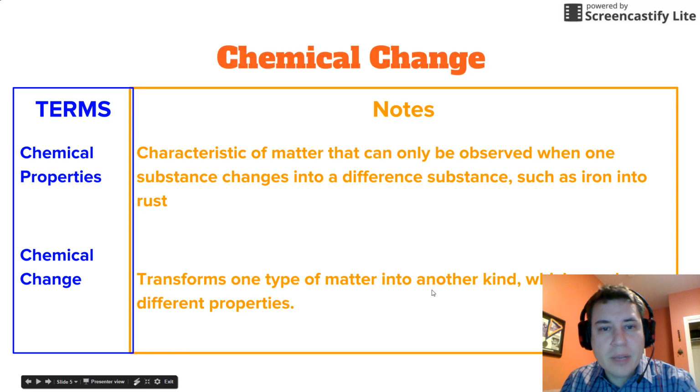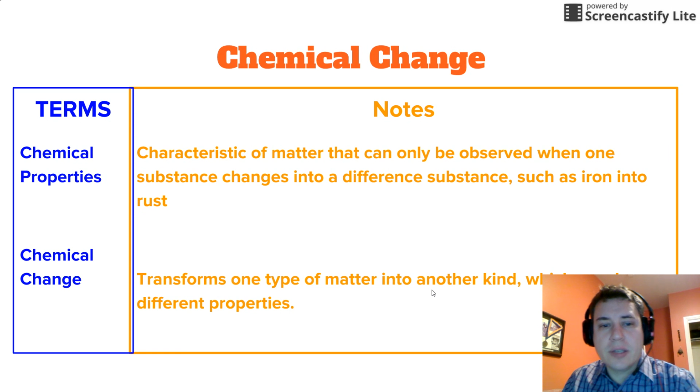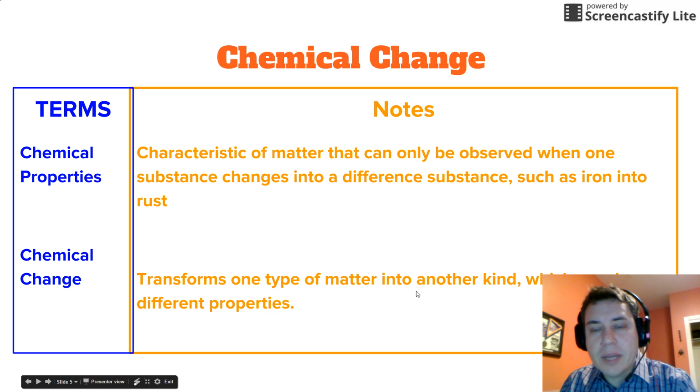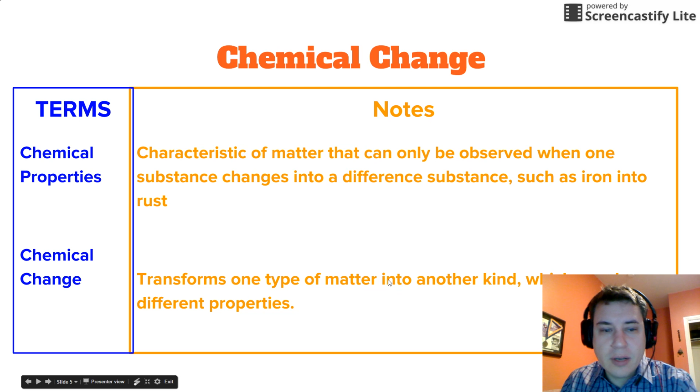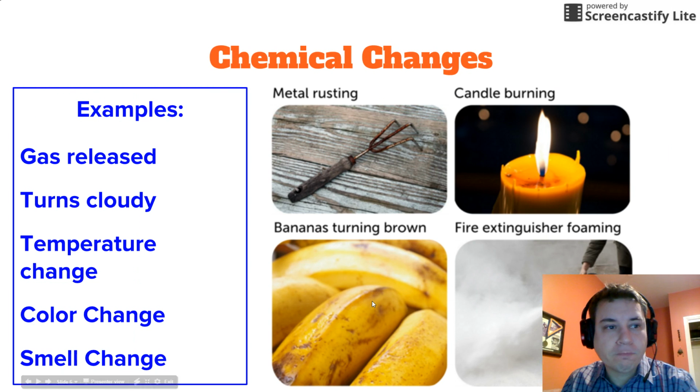In general, when you're talking about chemical changes, it's a transfer from one type of compound or one type of matter, and it's going to have different properties. And so you're going to break chemical bonds, put things back together, and in the process of doing that, give that compound new properties. Some examples of chemical changes are rusting, burning, your bananas even turning brown.